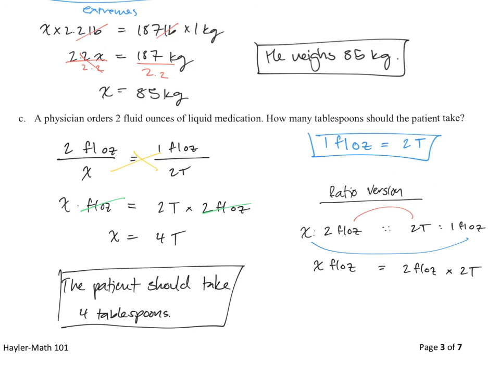We can go ahead once again and cancel out the fluid ounces from both sides. We don't cancel out the tablespoons because there's no tablespoon on the other side to cancel it with. And then we have x equals 2 times 2 tablespoons. X equals 4 tablespoons. So both of these methods do work. And that is it for Chapter 6.